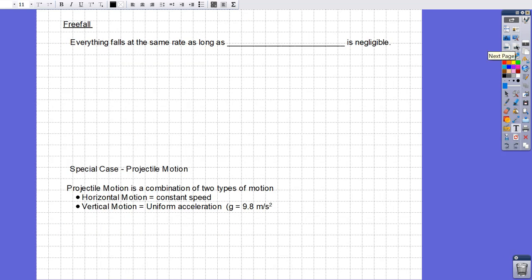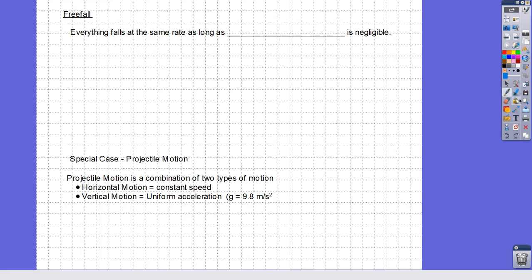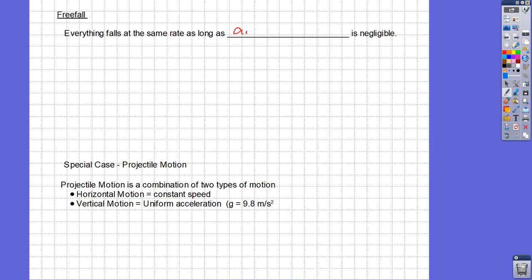Okay. So uniform acceleration, a special case of that is free fall. And we know everything falls at the same rate as long as air resistance is negligible. Okay, so if the term free fall is used, that is the assumption, that air resistance is negligible, which means, of course, it doesn't matter what the mass is.